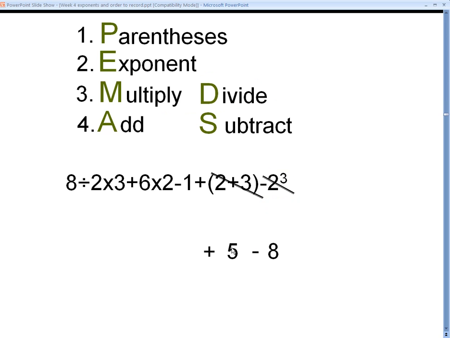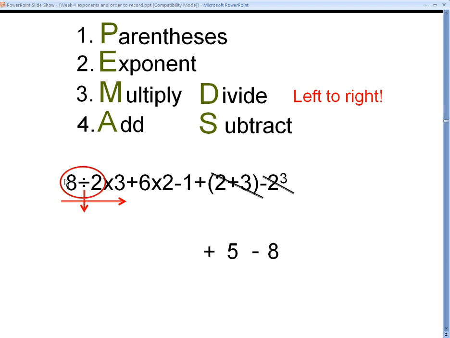I now can move on to step 3, to multiply and divide. I'm going to start left to right. Most people get confused here and they think that multiply always comes before divide. So right here we had 8 divided by 2 times 3. Most people would start here with this 2 times 3 and then do 8 divided by 2 times 3. But that's not how it works. You go left to right. So I'm going to do 8 divided by 2 first.